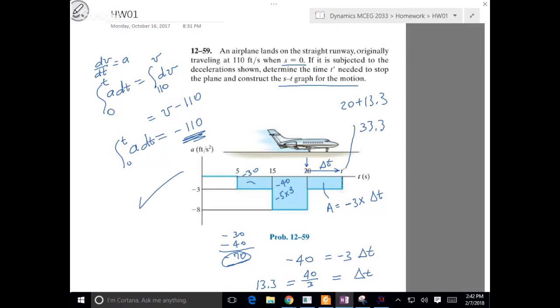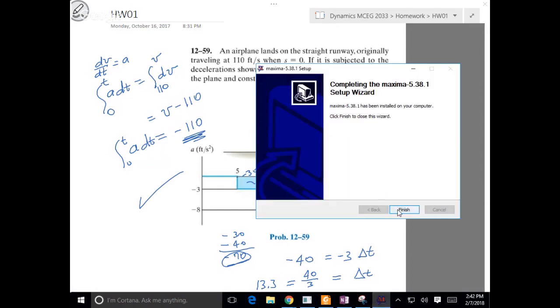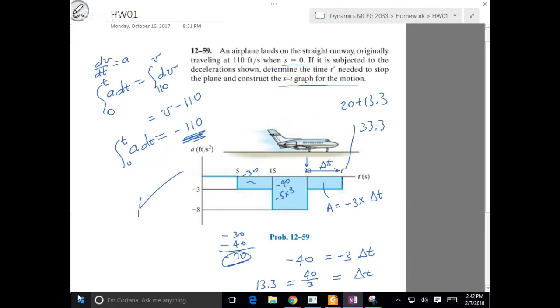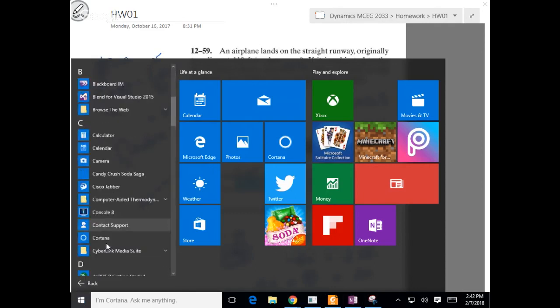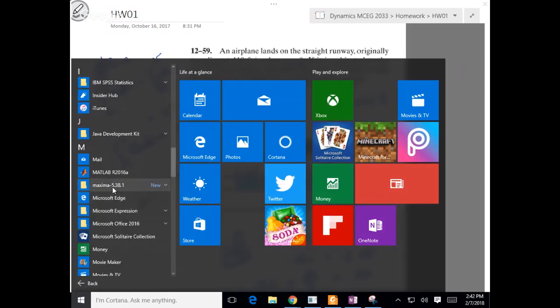Did y'all get it integrated? I think I've got it installed over here. Finish. Yeah, 0 to T or 0 to S, 0 to S, isn't it? Oh, is it? Let me see.